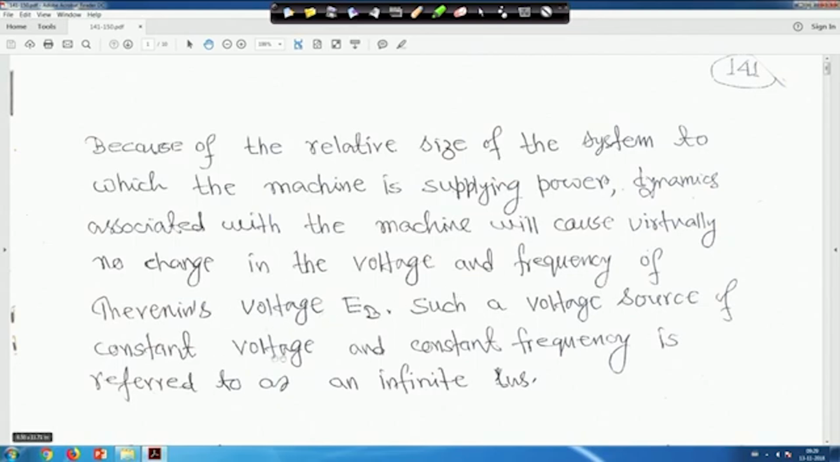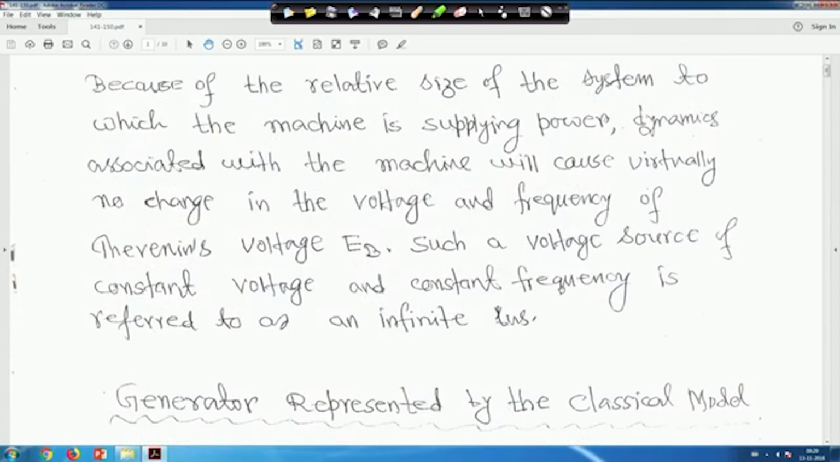Such a voltage source of constant voltage and constant frequency is referred to as an infinite bus. This is the definition of infinite bus. I hope it is understandable.